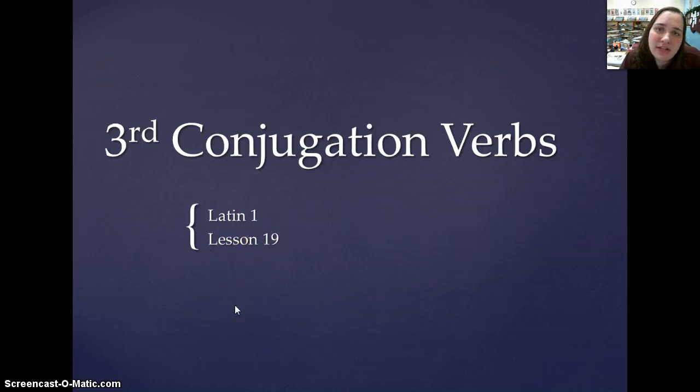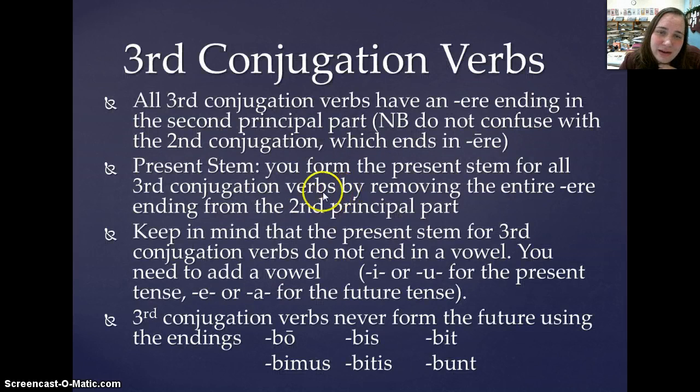These are third conjugation verbs. Third conjugation verbs form slightly differently than first and second conjugation verbs. First and second conjugation verbs follow essentially the same pattern: you get the present stem, you add the ending, and so on. Third conjugations are slightly different.